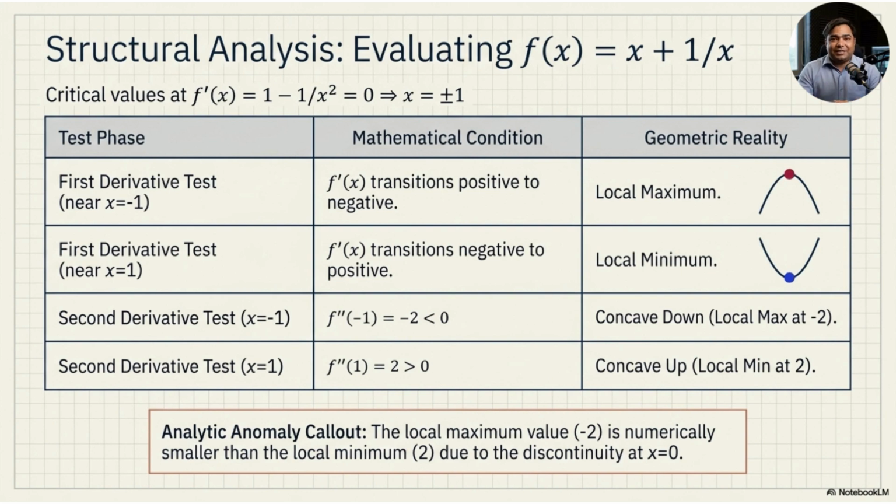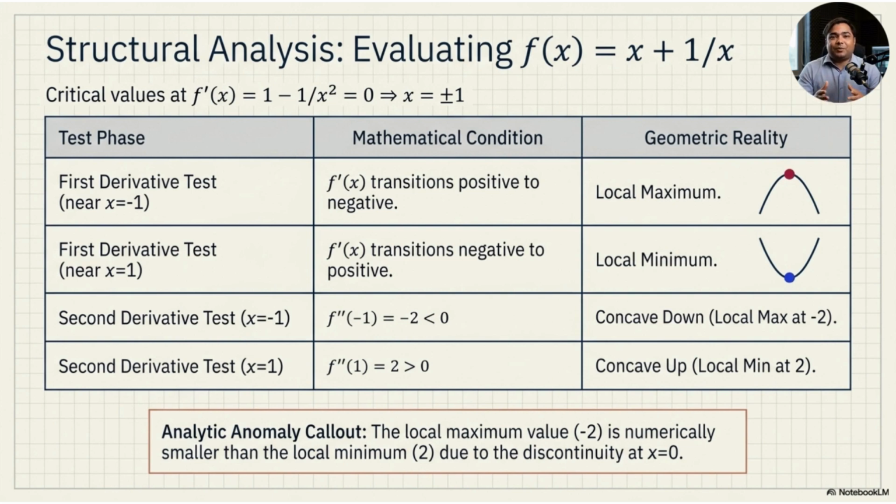Now we also check the second derivative. The second derivative is f double prime of x equals 2 divided by x cubed. At x equals negative 1, the second derivative becomes negative 2. Since this is less than 0, the curve is concave down. This confirms a local maximum. At x equals positive 1, the second derivative becomes positive 2. Since this is greater than 0, the curve is concave up. This confirms a local minimum.